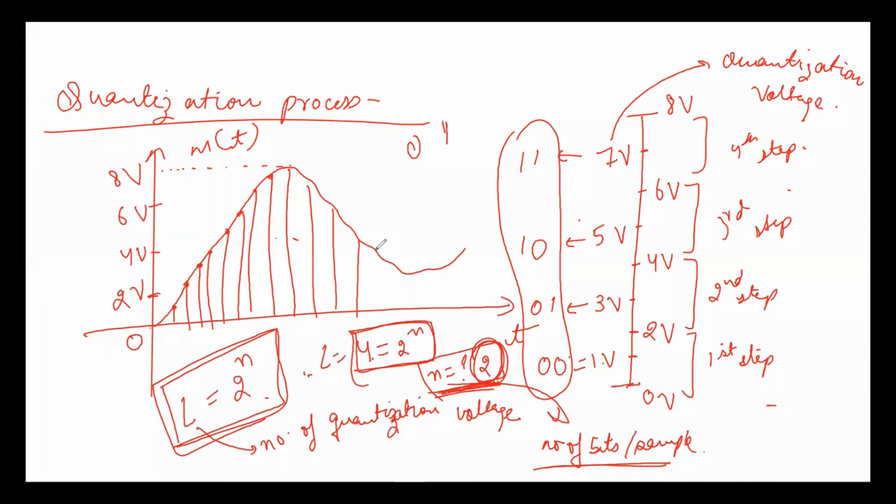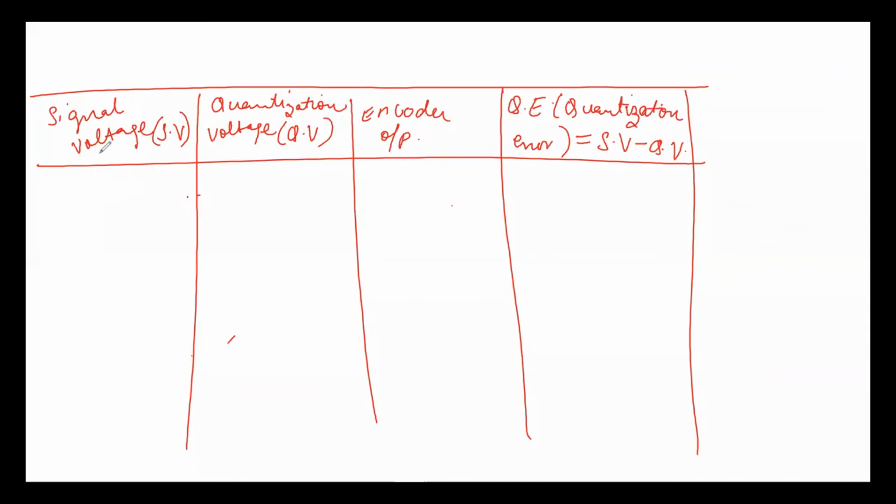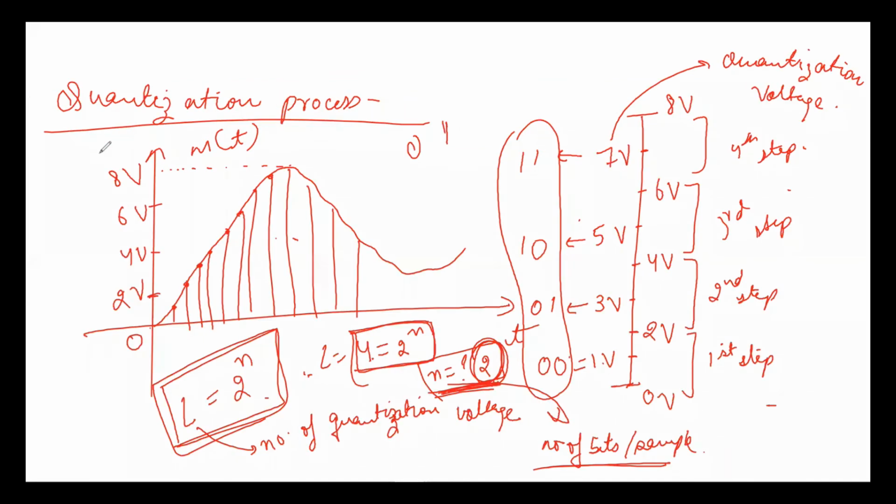Now, what will be my first column, signal voltage? This sampled voltage is my signal voltage. So these points are my signal voltage. Let's take this point as 0.5 volt. This point, let's take it as 2.2 volt. This point, 3.6 volt. These points will be given in your question. This point, let's take it 4.4 volt, like this.